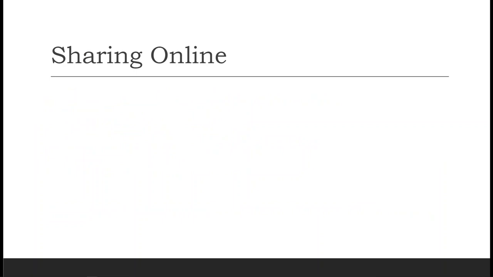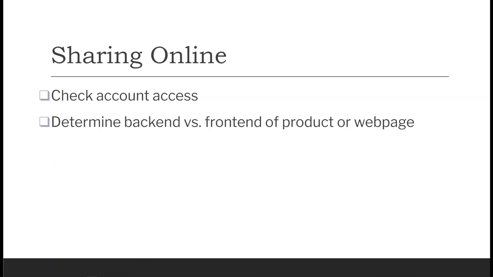When you're sharing online, check account access. Make sure that others can do it, and you can do that with that incognito or privacy tab. Determine the back end versus the front end. So if you give someone a link to the back end of your website, they might not be able to access it. Now in Google Sites, you can give permission for other people to access your back end. For example, if you're working and collaborating with someone else and you're both creating the website, you might want to do that. But if you just want someone to view it, make sure to give it the front end.